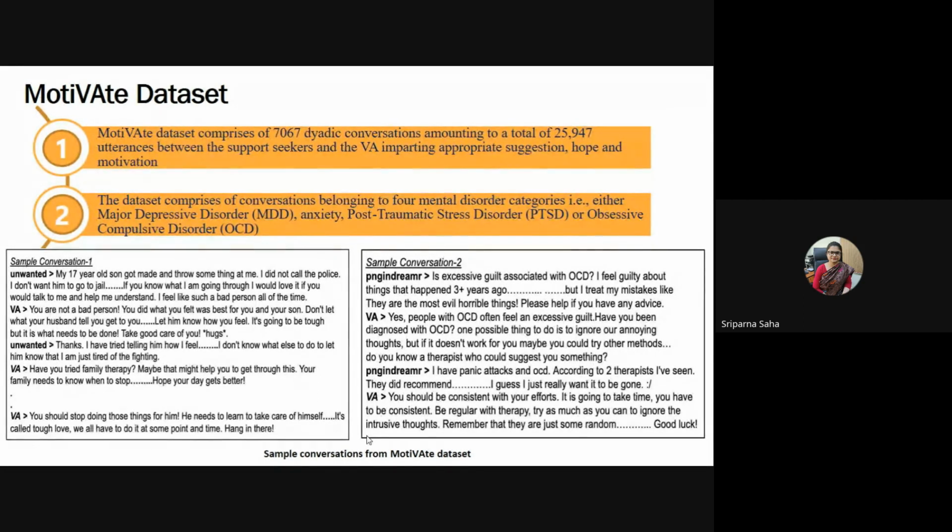Then, after some time, the VA is saying you should stop doing these things for him. He needs to learn to take care of himself. We all have to do it at some point in time. Hang in there. So this is one example. Basically, these are some examples from the MotiVAte dataset that you can see.